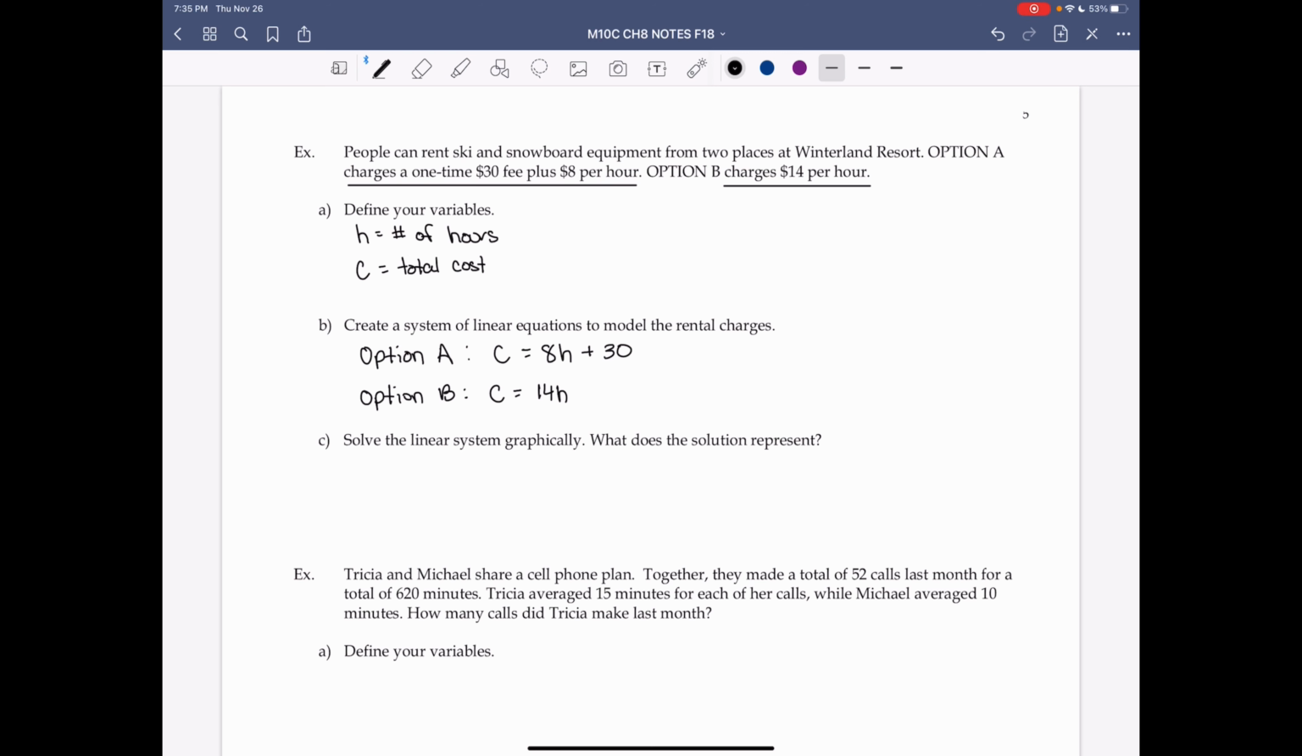Part C, solve the linear system graphically. What does the solution represent? So these types of questions, they're a little bit harder to write the equations for, but once you have the equations, they're already written in y equals form, where they already have one variable that's isolated and it's the same variable in each equation. So that's kind of nice.